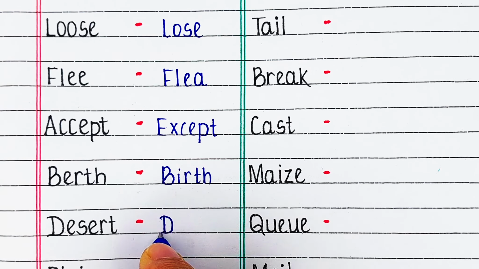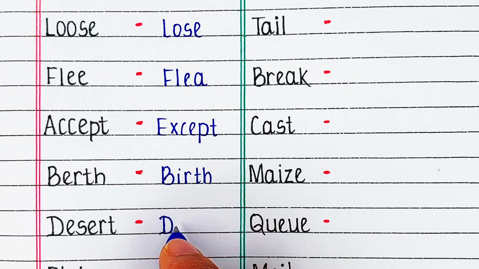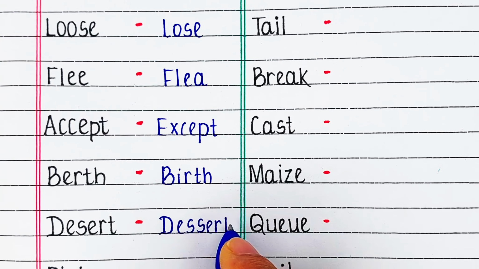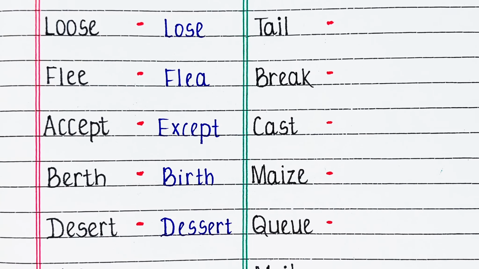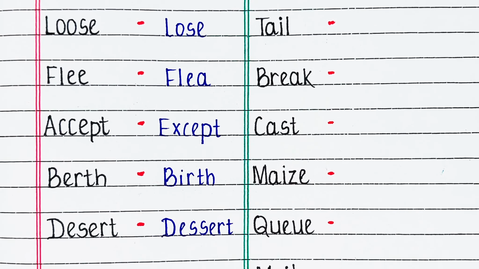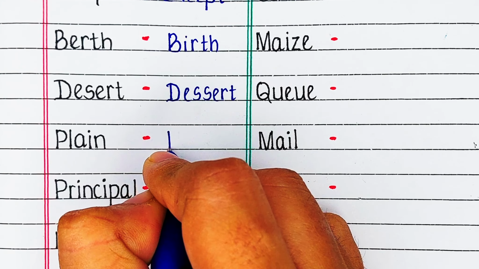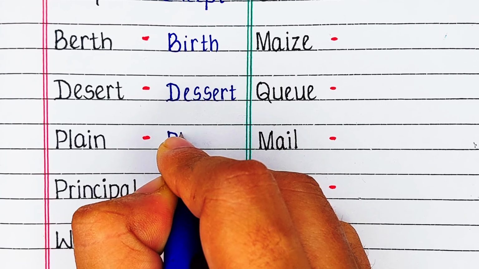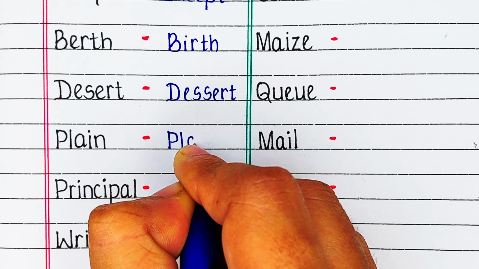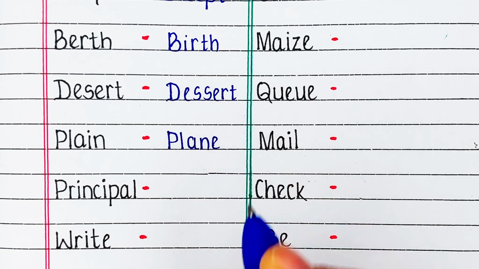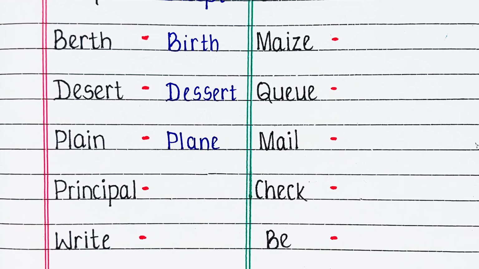Next pair of confusing words is desert. DESERT means a geographically dry region, whereas DESSERT means a sweet dish. Next pair of confusing words, plain. PLAIN means simple and free of decoration, while PLANE means a flat surface.